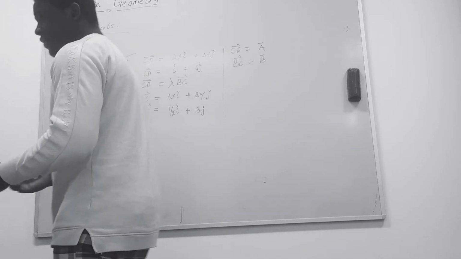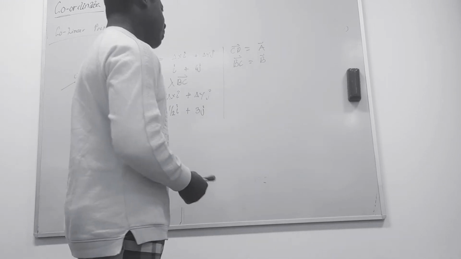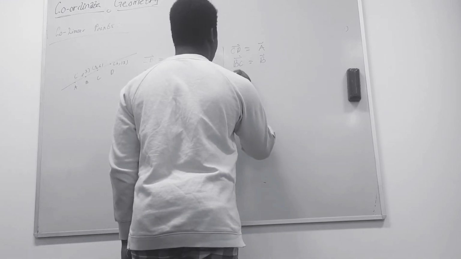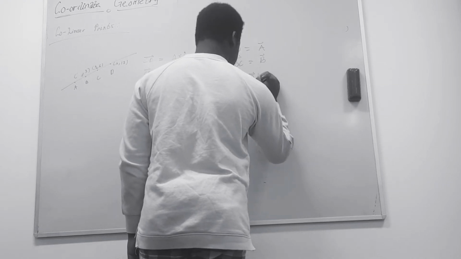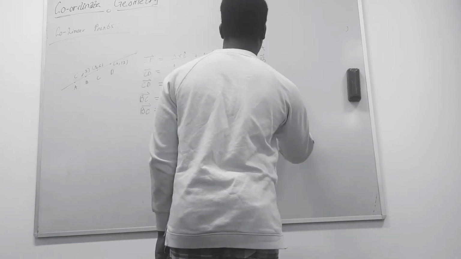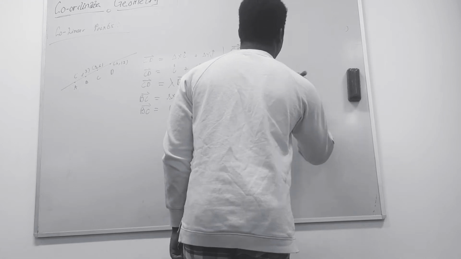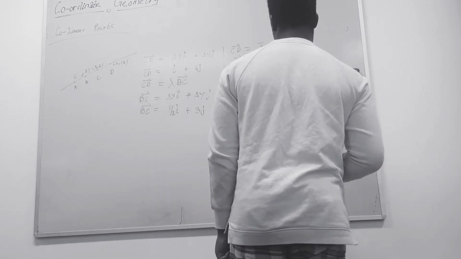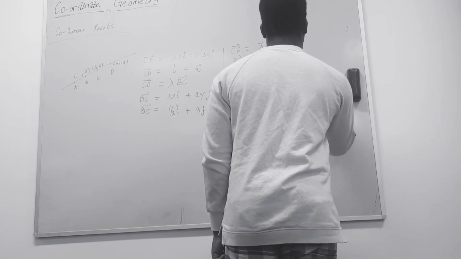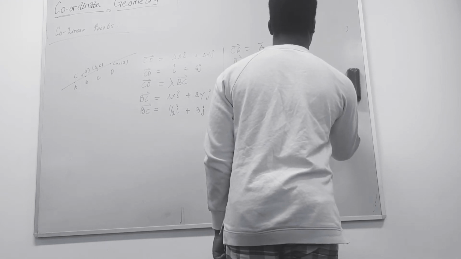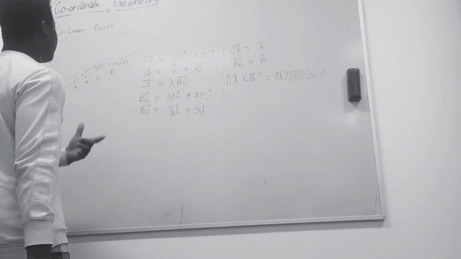I'm just going to give you the definition of a cross product, so just accept it. If I take the magnitude of A cross B, that will be equal to the magnitude of A multiplied by the magnitude of B times sine of the angle theta. I'm going to show you a property of collinear points.